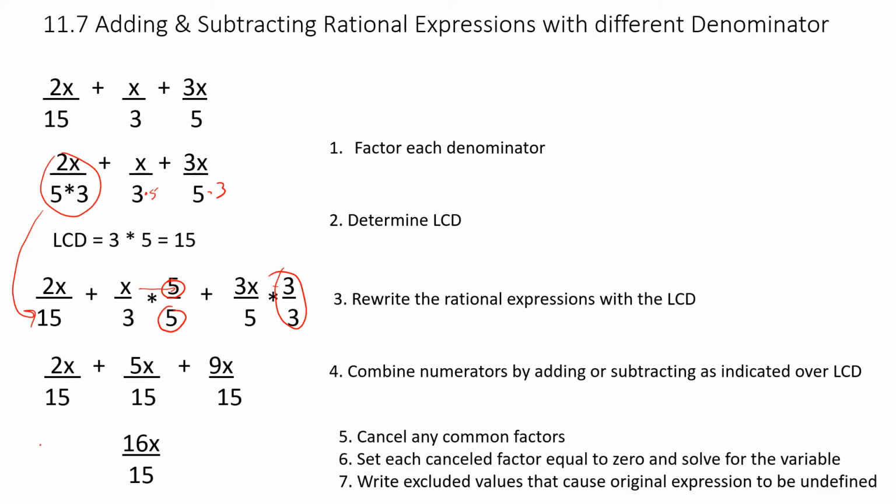And then the next step is you always want to see if you can reduce. So you would cancel any common factors. This is the process of reducing your fraction. Well, in this case, there aren't any common factors, and so it can't be reduced. Therefore, since we didn't cancel any other factors, there's nothing to set to 0, and there are no excluded values. So basically, these three steps do not apply to this particular problem. Let's look at another one.